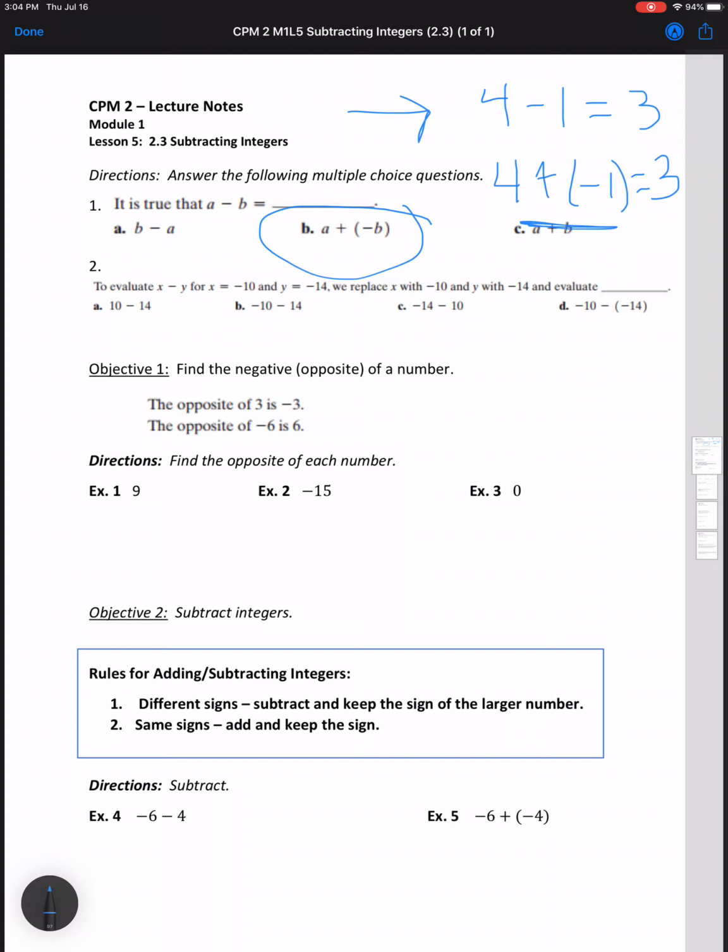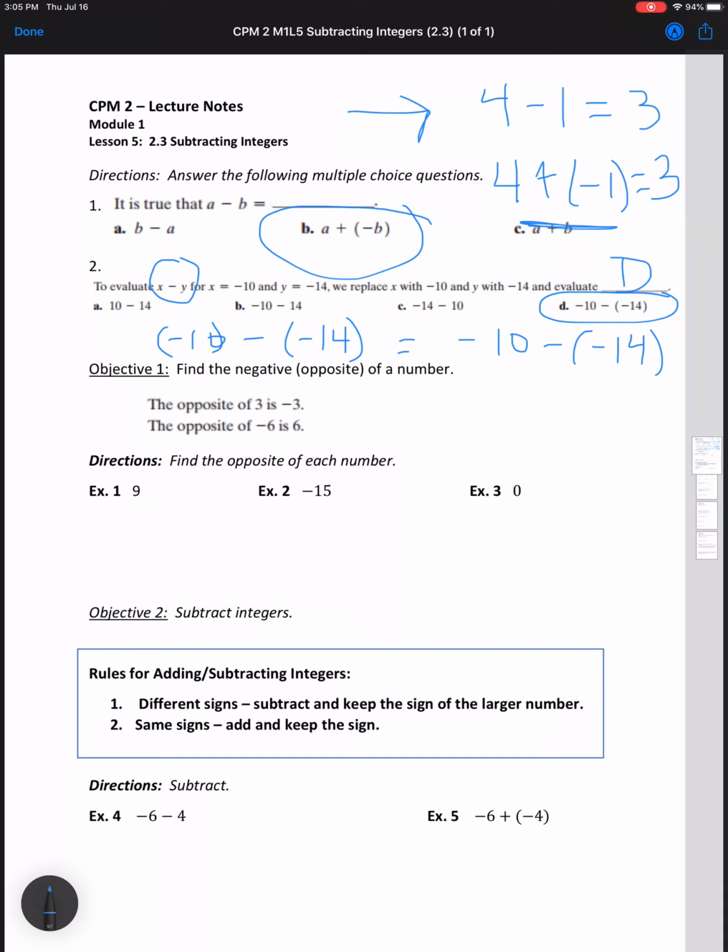Number 2, to evaluate this expression x minus y, x equals negative 10 and y is negative 14, what is that going to be when we evaluate it? So when I evaluate that expression, I'm going to put parentheses every time I see a letter. Instead of x, I'm plugging in negative 10, and instead of y, I'm plugging in negative 14. And so you can see this is negative 10 minus a negative 14, and which one looks like that? D, this one.